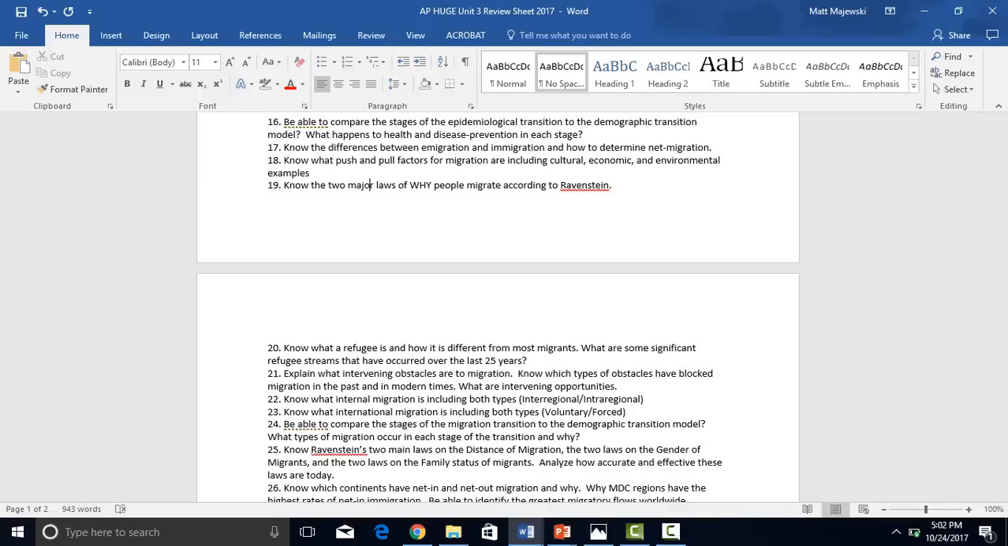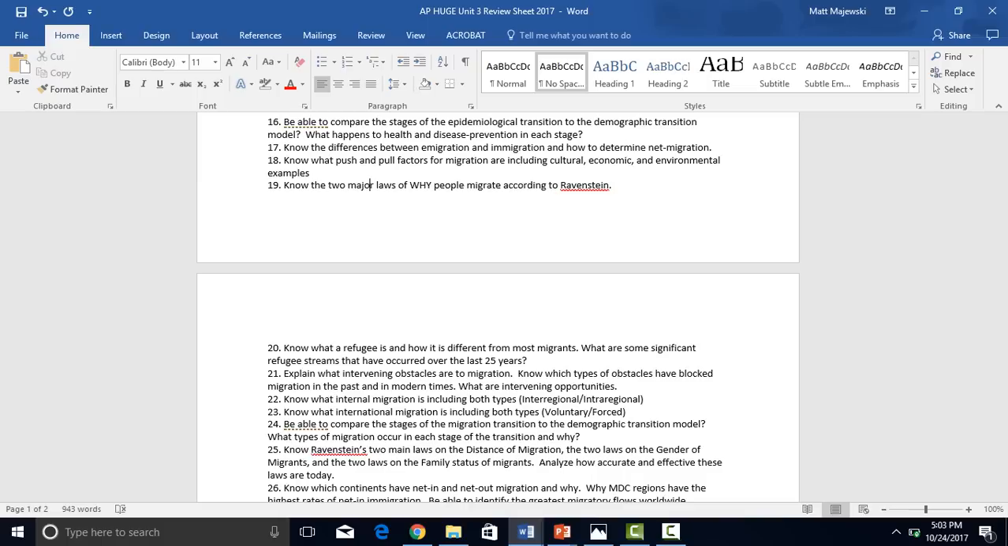Anyways, that's what push and pull factors are, and you should have a few examples of cultural, economic, and environmental in your back pocket that you can potentially use. Know the two major laws of why people migrate according to Ravenstein.